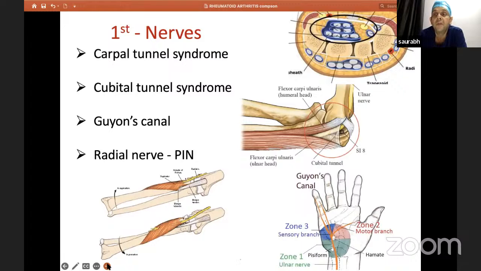So let's look at them one by one, barring the digit deformity. I'm not going to talk about thumb, PIPs and DIPs in this lecture. That will be a separate lecture, which will follow this in the next few days. So nerves. These are the potential nerves in the upper limb which can be involved. Let's look at the carpal tunnel.